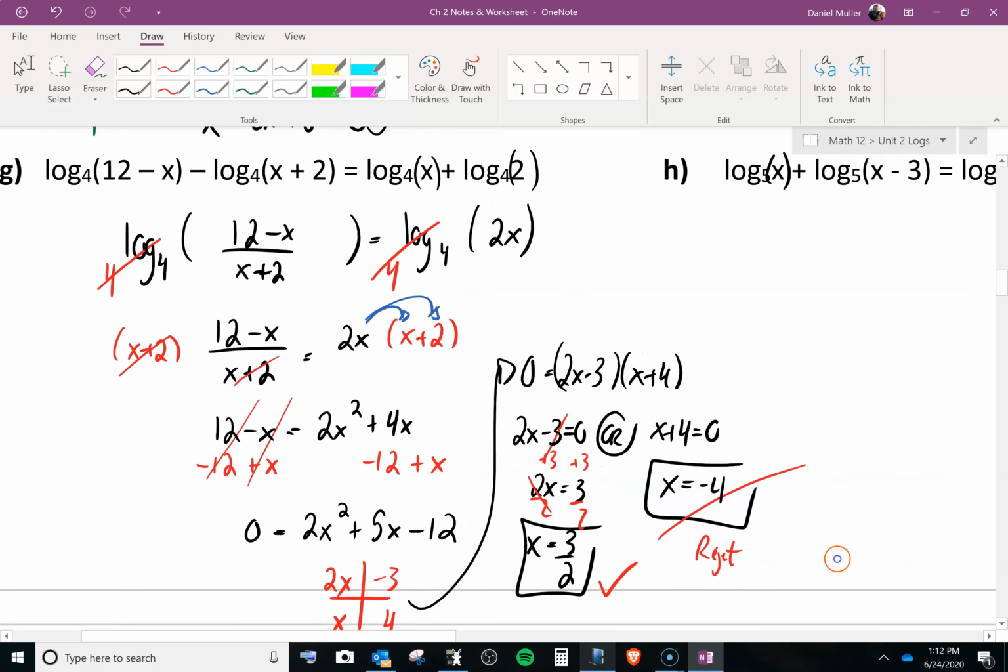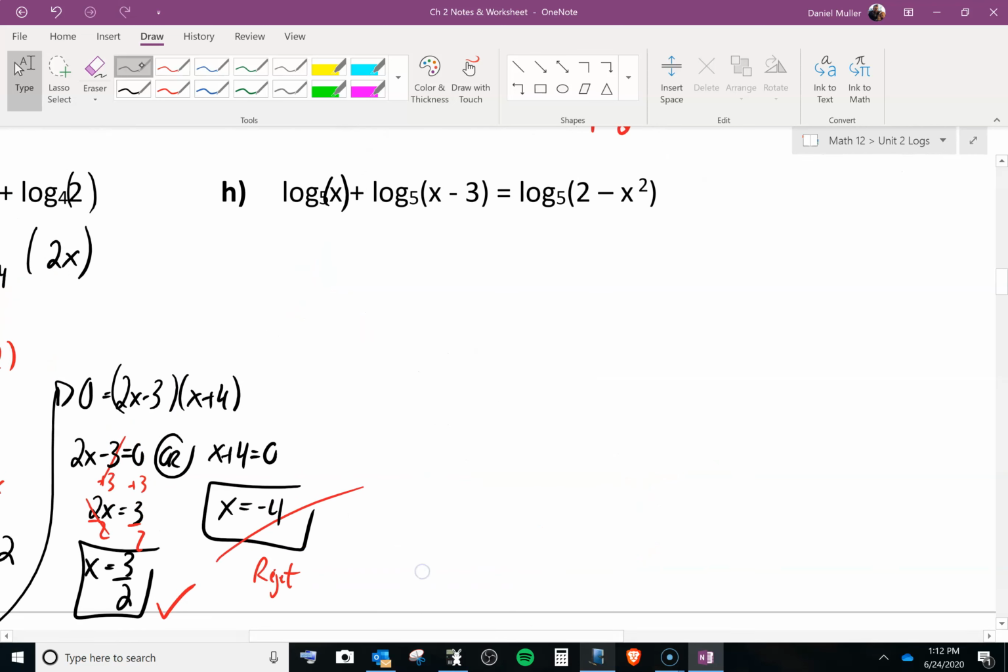Okay. So that was a long question. Let's try another one here. We are adding these, so we'll multiply. It's log base 5 of x times x minus 3, and this is log base 5 of 2 minus x squared.